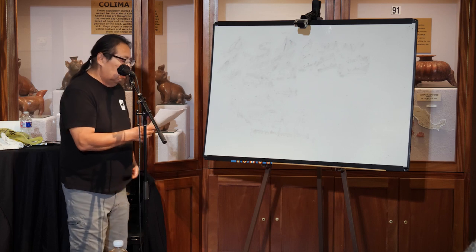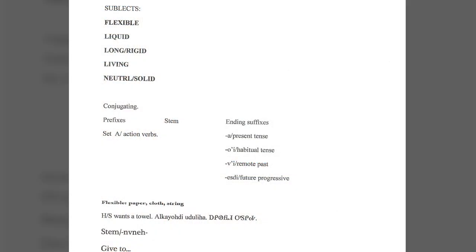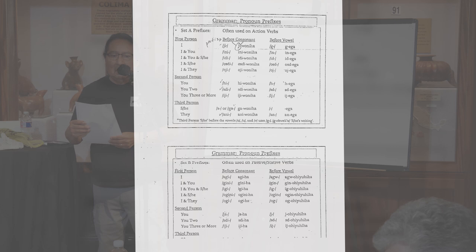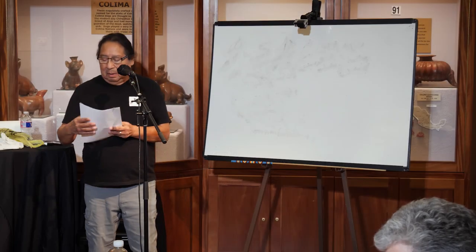On that first page there, I got some subjects: flexible, liquid, long rigid, living, neutral and solid, conjugating, and prefixes. The prefix paper there has got to look like two blocks. Did y'all get that? It's got two blocks. Does she have time to print those off or not? There's set A and set B.